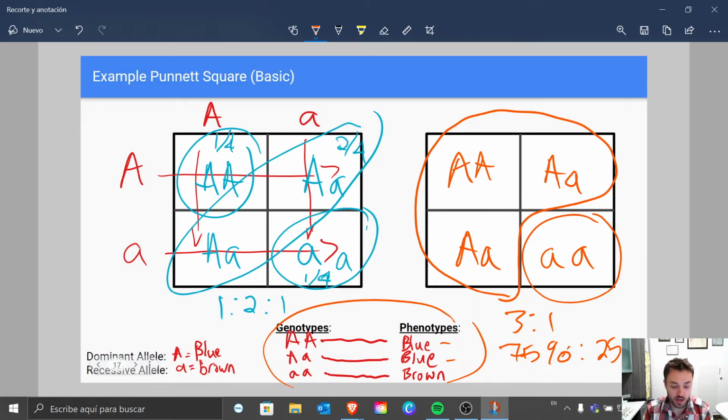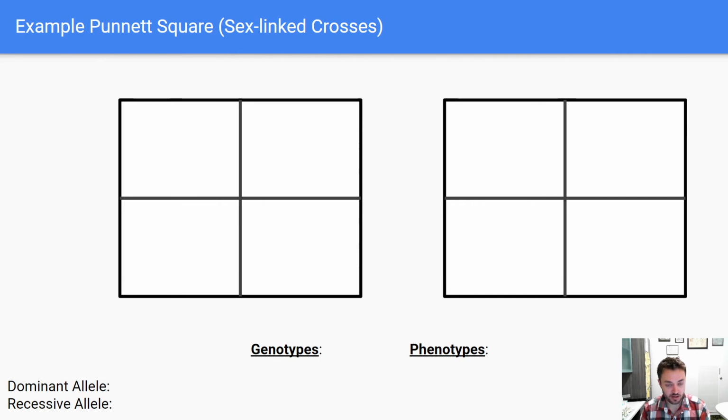So if I were to give you any kind of combination, say the parent is one genotype, the other parent is this genotype, you should be able to figure out and predict what percentage of their children would inherit which genotypes. Things get a little bit more complicated than this.